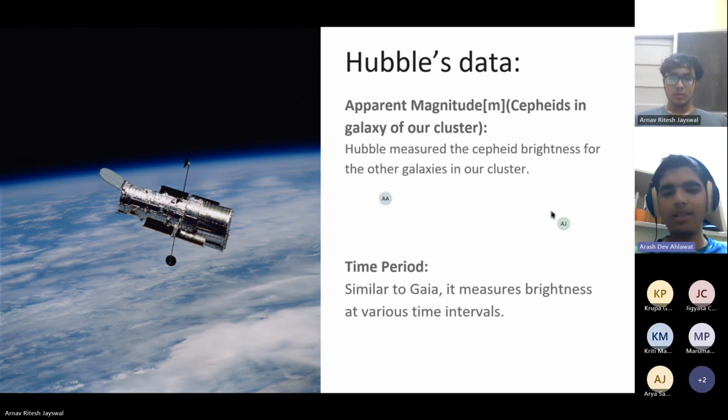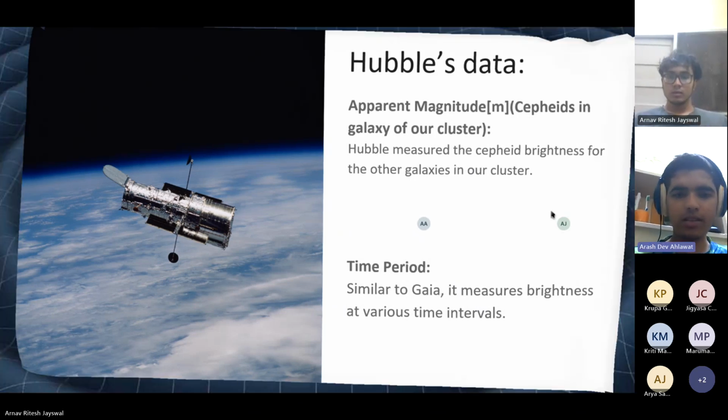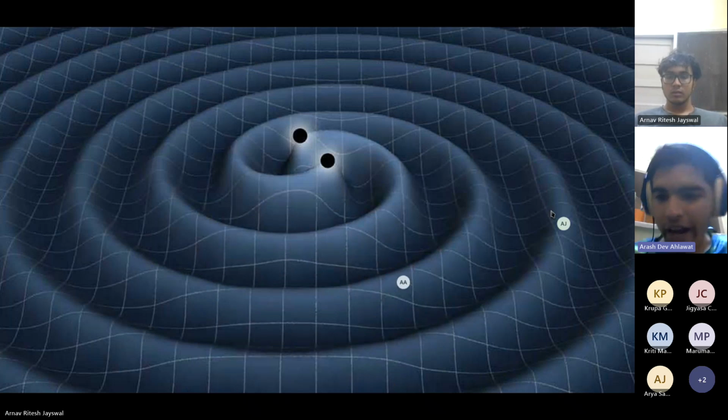There are other methods, like the Type Ia supernova method and the surface brightness fluctuation method, which we'll read about in the module. But we are discussing this as this method gives a broad overview of all the things, because all these are essentially used. The other thing Hubble provides us is the time period, quite similar to Gaia. So I'll hand over to Arnav. He'll discuss a code with you.